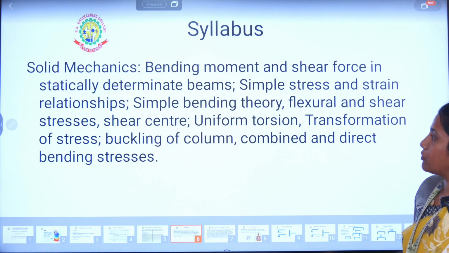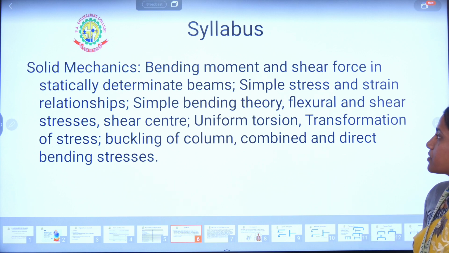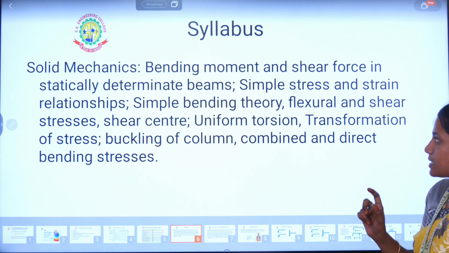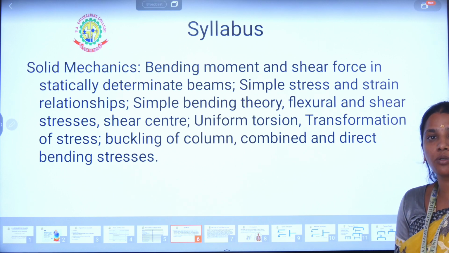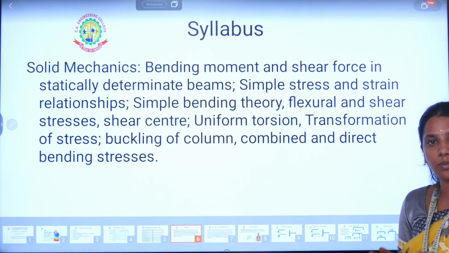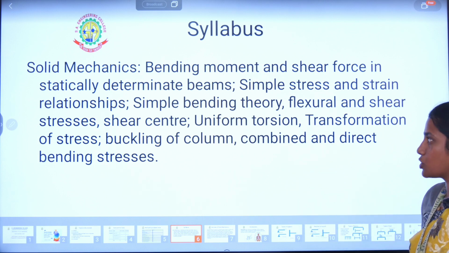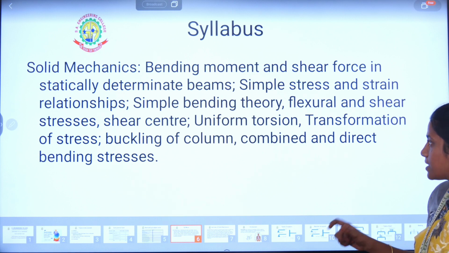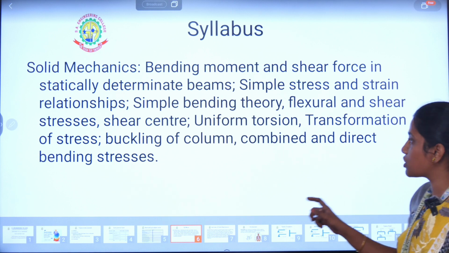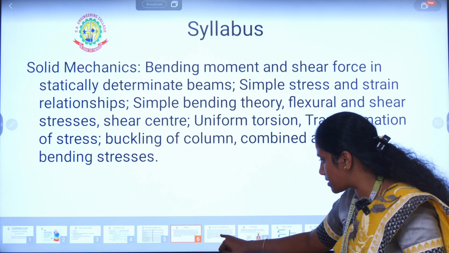This is the split up for solid mechanics, and this is the syllabus. In solid mechanics, we have bending moment and shear force for statically determinate beams. We are not going to discuss indeterminate beams. We are going to discuss statically determinate beams alone in depth. Then we will discuss simple stress and strain relationships, simple bending theory, flexural and shear stress analysis, shear center, uniform torsion, transformation of stress, buckling of columns, combined and direct stresses.